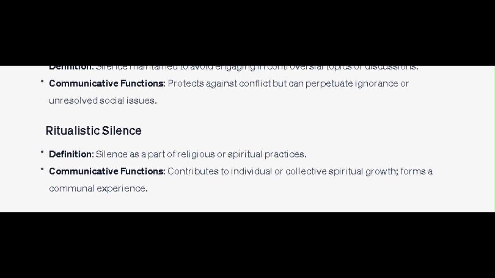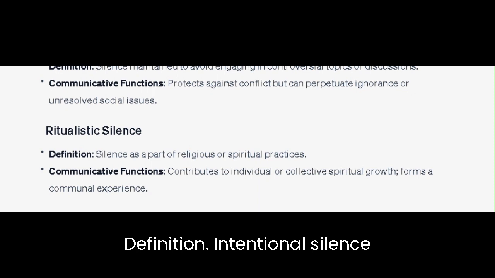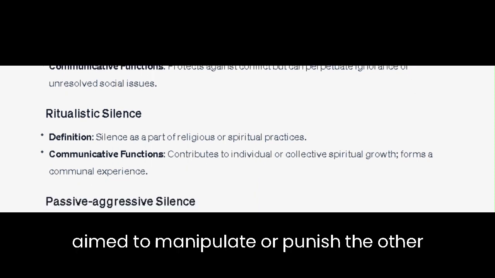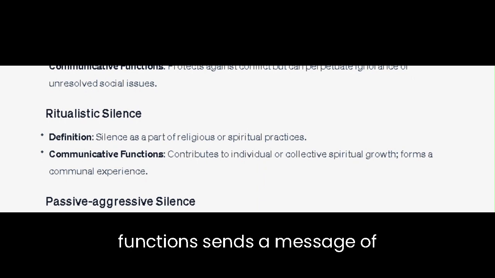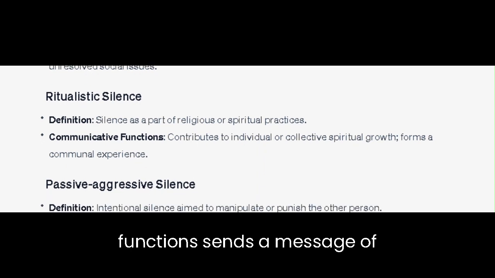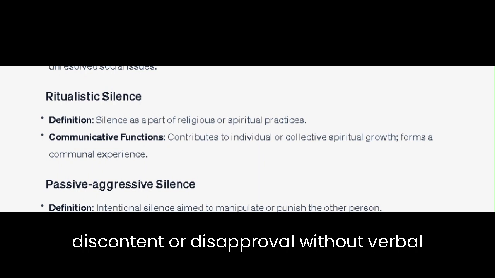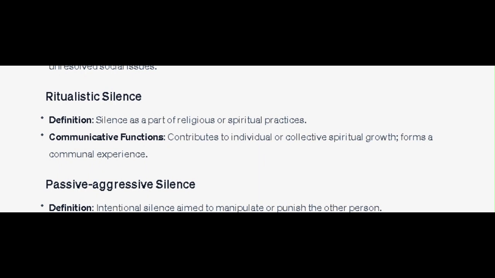Passive-aggressive silence. Definition: intentional silence aimed to manipulate or punish the other person. Communicative functions: sends a message of discontent or disapproval without verbal confrontation.